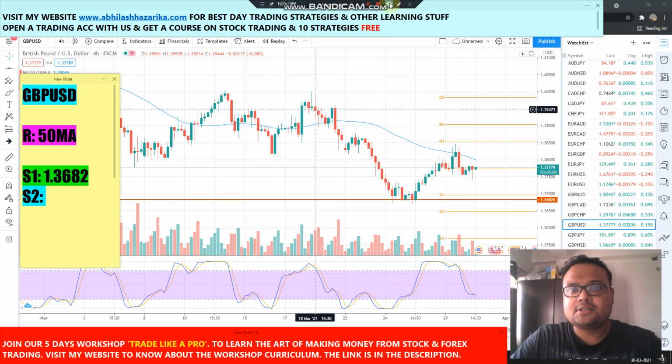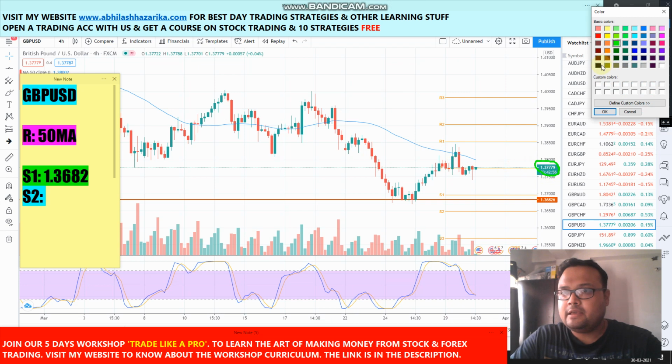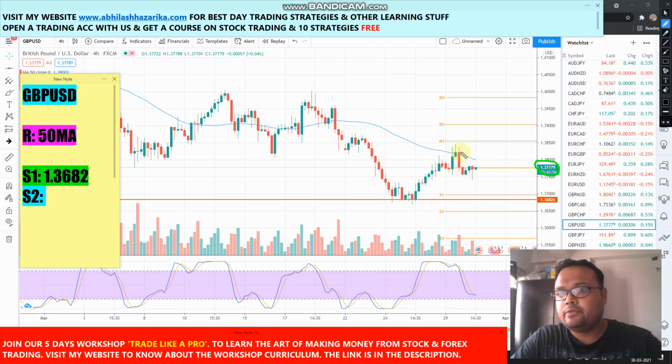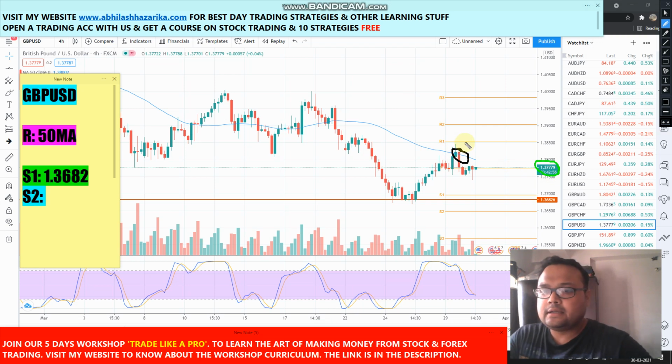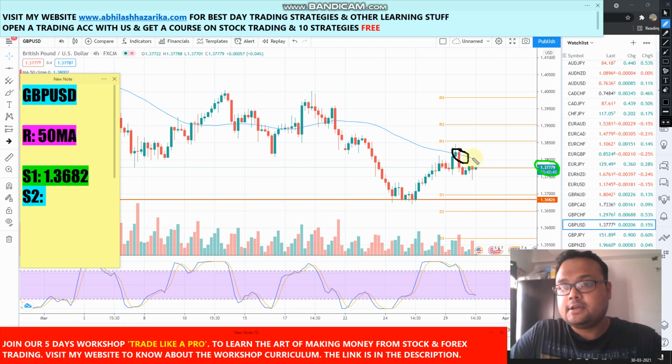So let's jump to the chart. As you can see right now, market is trading at 1.3777. This is the current market price, and if you've already short the market in the 50 moving average around this particular point, then I'll tell you that you need to stick with your short trade as long as market is trading below this 50 moving average.